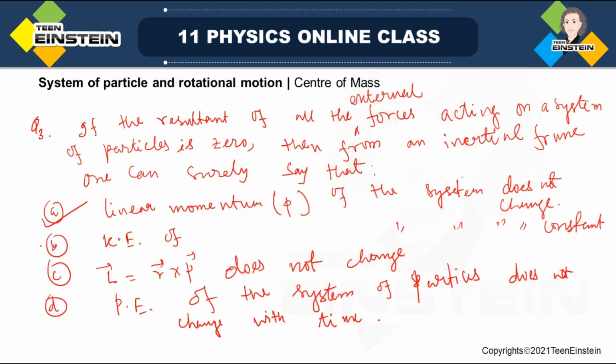Otherwise, we cannot comment anything on these three, because from an inertial frame we can just say that linear momentum doesn't change, but other things like kinetic energy, angular momentum, potential energy, they may change. So that's why linear momentum is the best or correct option here.